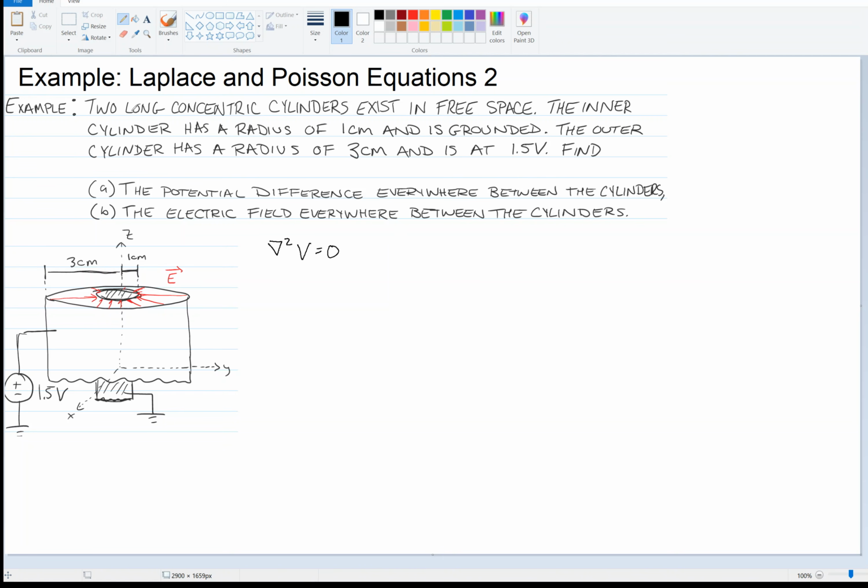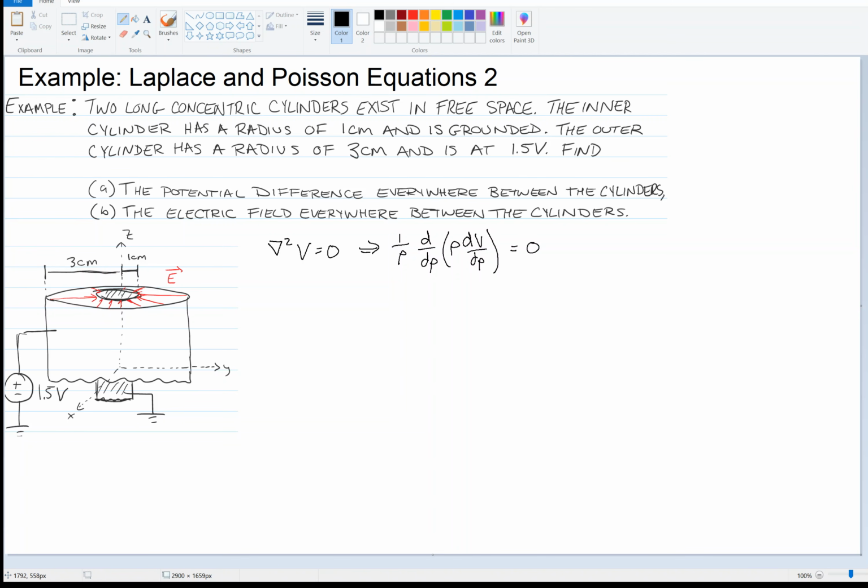And we're also told that these cylinders are long, or we can think of them as infinitely long compared to 1 centimeter and 3 centimeters. And so if we walk along the z-axis, then we're no closer to getting to the end. And so nothing varies in the z direction. Everything looks the same that way. So all we have is variation along the rho direction. And so then the Laplacian operator becomes 1 over rho d d rho, times rho dV d rho, like this.